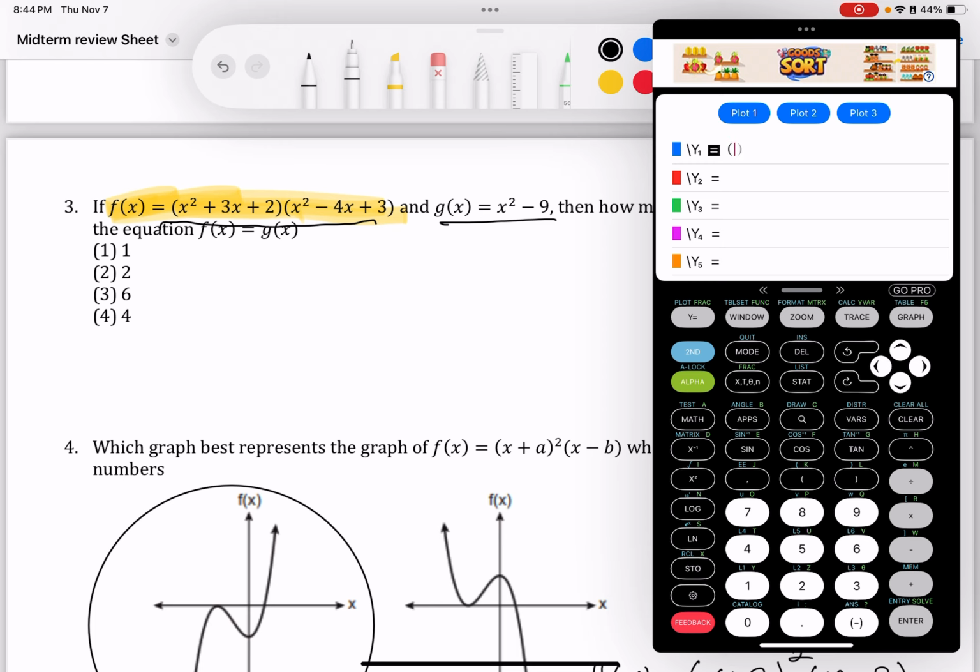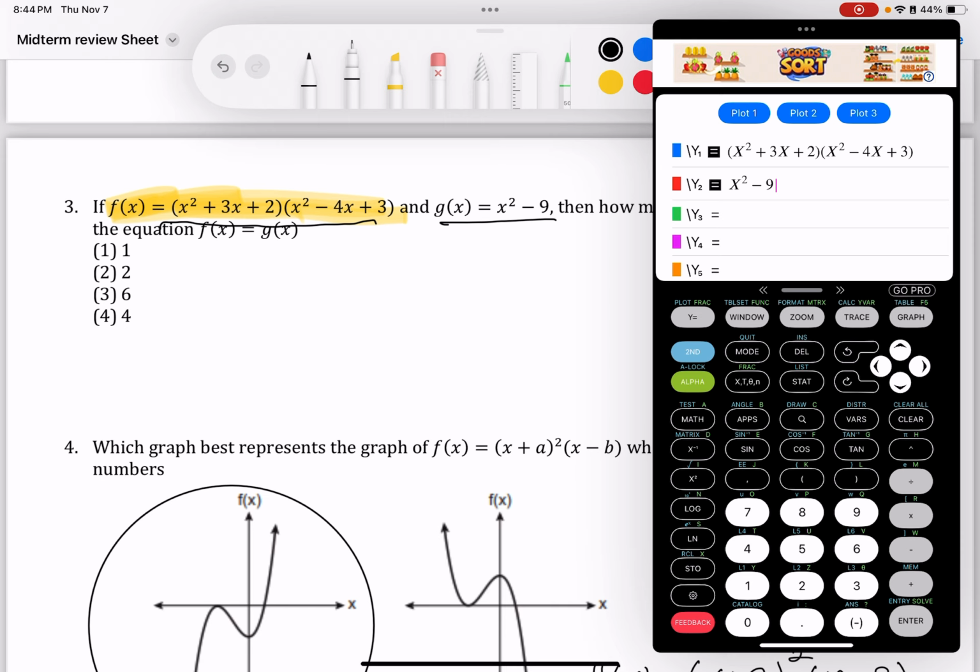So parentheses, x squared plus 3x plus 2, close parentheses, open a new set, x squared minus 4x plus 3, close that up. And then for y2, we're going to put g of x by using our down arrow. And that's going to be x squared minus 9.